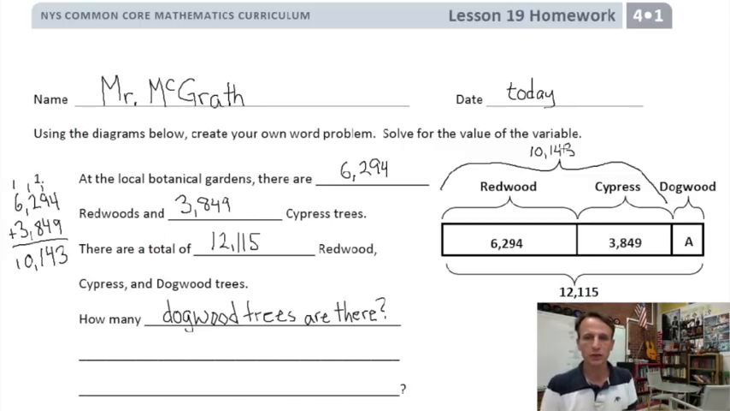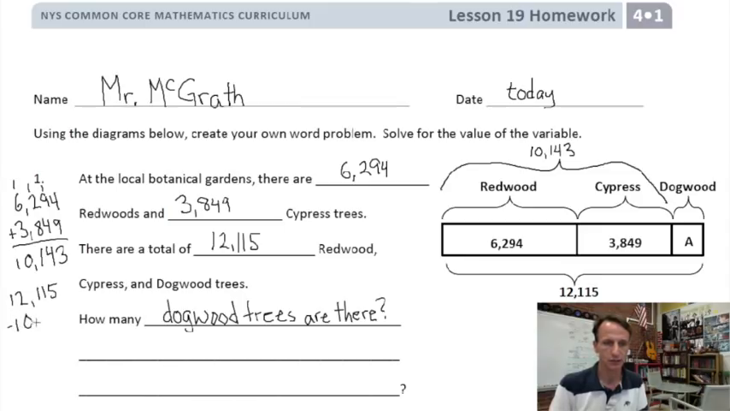And you can do a pretty quick estimate. You see they are 2,000 apart, these two numbers, and they're both in the hundreds. So it's going to be around 2,000 dogwoods, which makes sense. Even they drew it, so that would be the smallest one. So if I take that 12,115 and subtract the other trees, the 10,143, that will give me the value of the variable A for dogwoods.